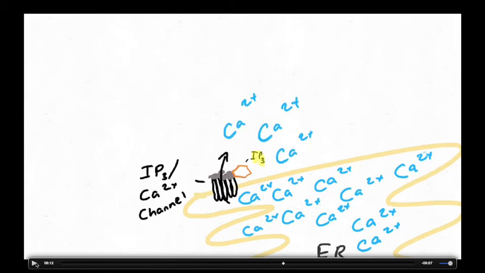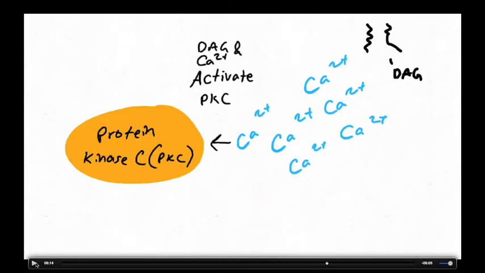IP3 goes to the endoplasmic reticulum and acts like a receptor on the channel, allowing for Ca2+ to go into the cytosol. Calcium, along with DAG, activates PKC, protein kinase C, which will lead to different metabolic changes in gene expression.